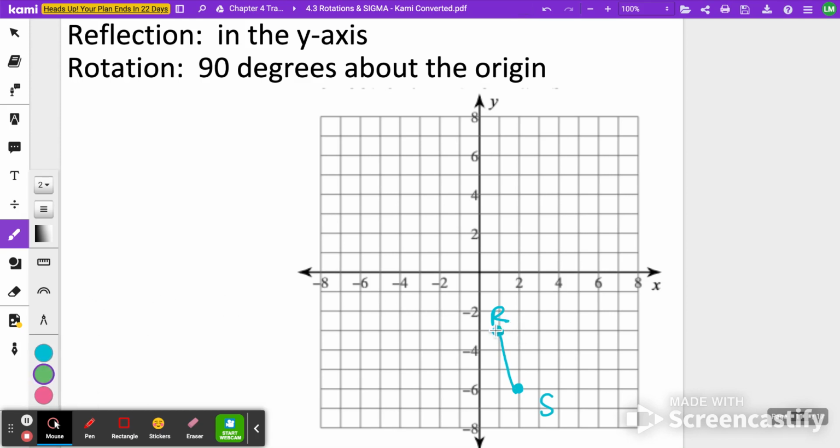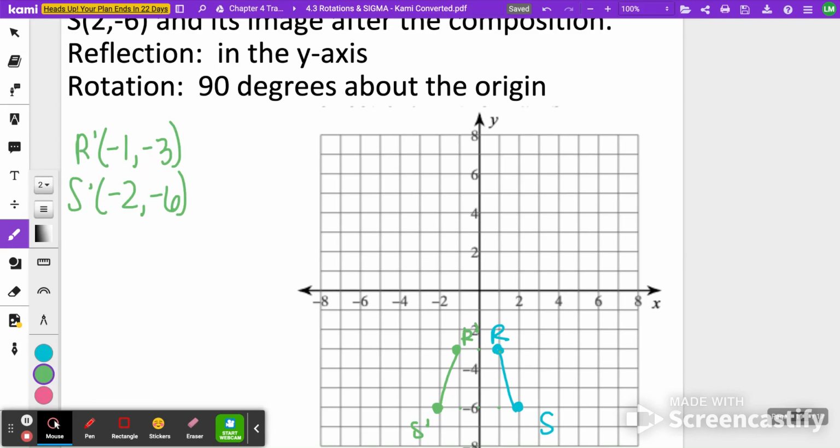Reflection across the y-axis. R is only one jump away from the y-axis, so R prime would be one jump away. S is 2 jumps away, so 2 jumps away for S prime. What we want to look at now is R prime is now at -1, -3, and S prime is now at -2, -6. We are going to go 90 degrees about the origin.